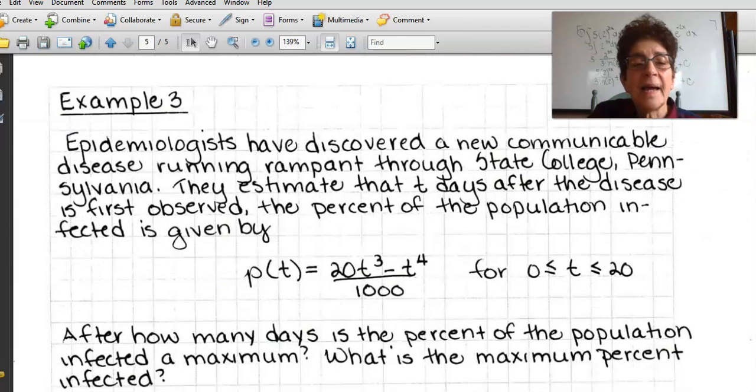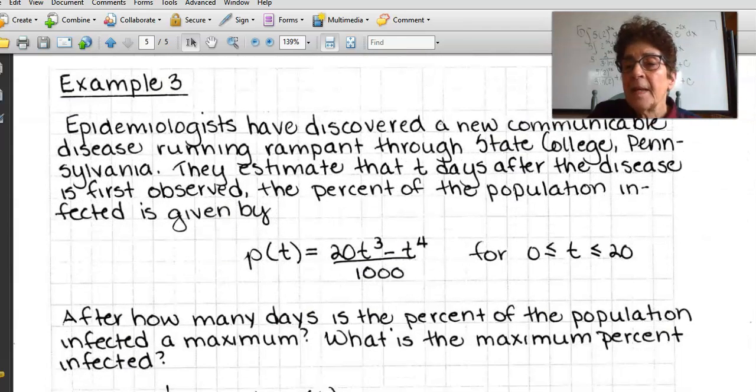Here is one last example, okay? And this is one where epidemiologists have discovered a communicable disease running through State College, Pennsylvania, and they estimate that T days after the disease is first observed, the percent of the population infected is given by this equation. Here T is the number of days since the disease was first observed. P of T is a percentage of the population that's infected. And we're being told the domain of T. Okay, so T goes from 0 days out to 20 days.